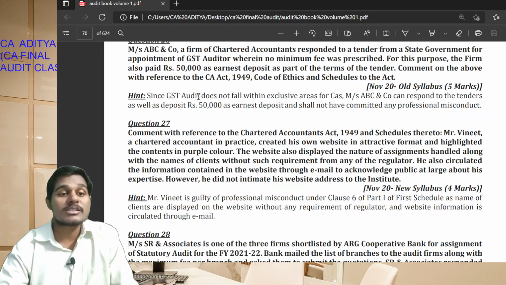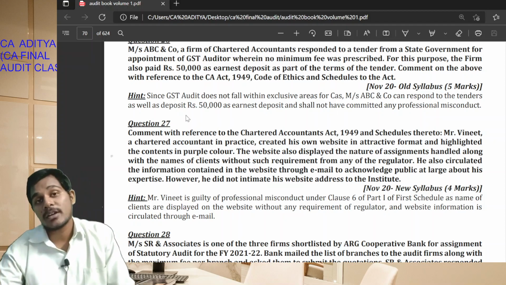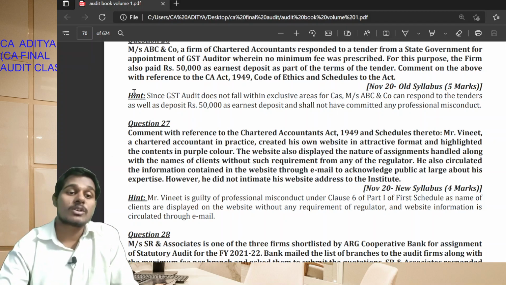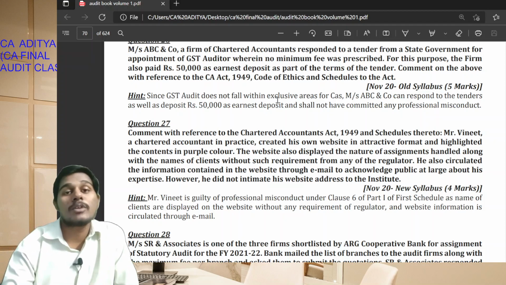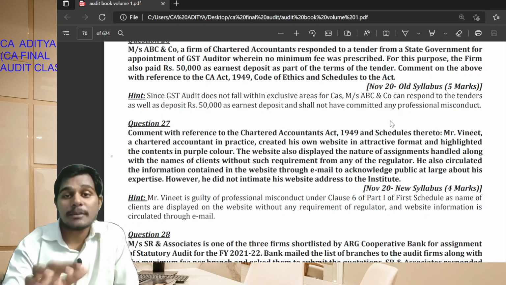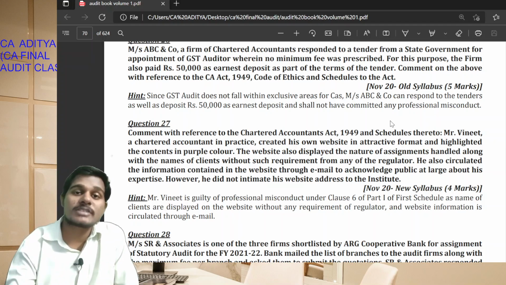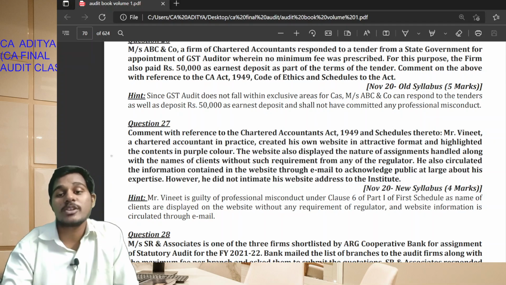The GST audit does not fall within the areas exclusive for chartered accountants because it will be provided for cost accountants also. So it is not exclusive for chartered accountants. So ABC and Co will not be guilty of professional misconduct, because chartered accountants and cost accountants can do GST audit.